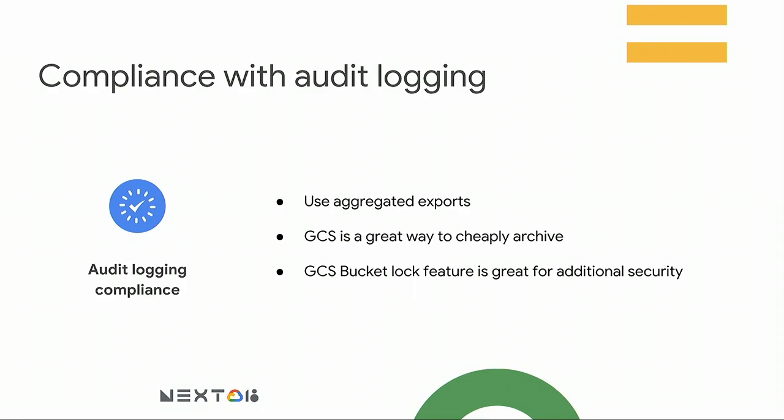Like we said before, GCS is very cheap, a great way to archive your logs, and they've just announced a new bucket lock feature that can give you some additional security to make sure the logs are even more tamper-proof than they were before. You should obviously have them in a GCS bucket that has a really strict security policy on it. You don't want to have it so that anyone can access the bucket. But the bucket lock feature gives you additional security features that allow you to lock it down even further. You can read more about that in the GCS documentation.